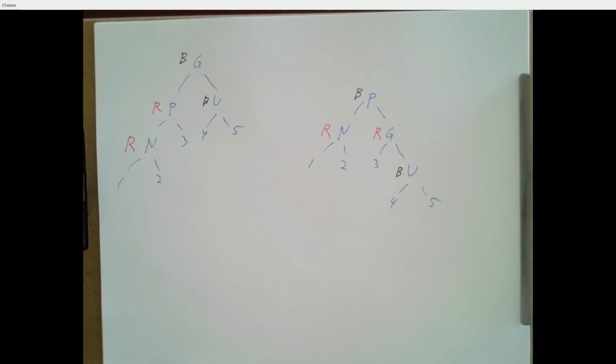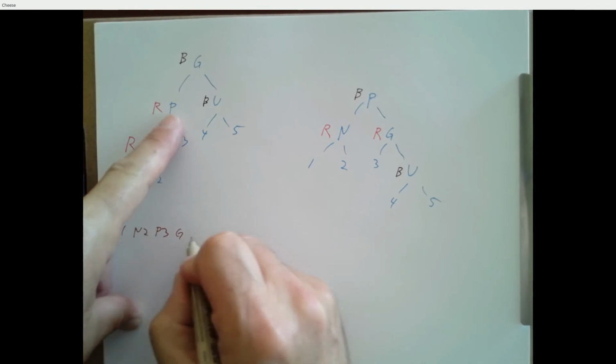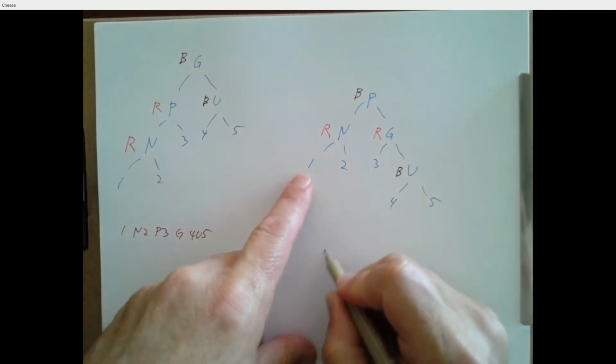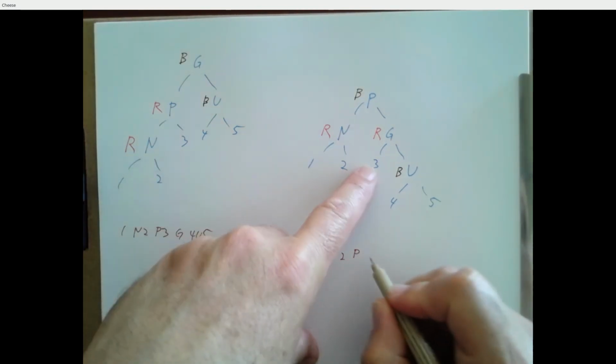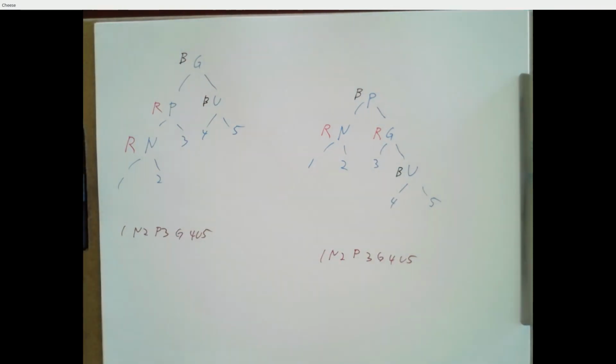Okay, let's check traversal order first. 1, N, 2, P, 3, G, 4, U, 5. Same search order. We're so good on that count.